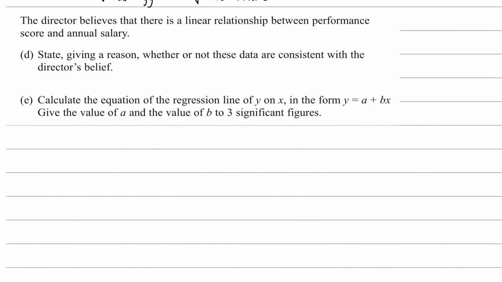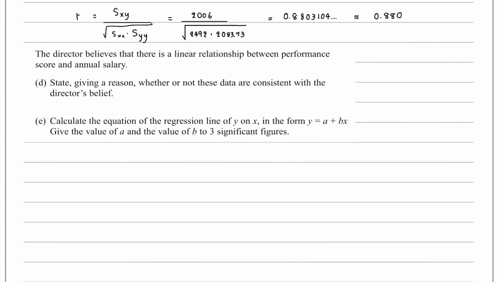The director believes that there is a linear relationship between performance score and annual salary. We have to state whether or not these data are consistent with the director's belief. And according to r that we've got from the previous problem, r is 0.88, which is closer to 1. That means it is a strong positive correlation. So the data are consistent.